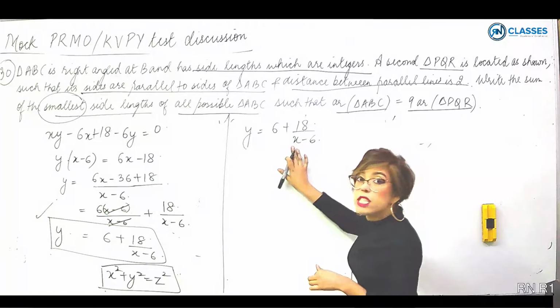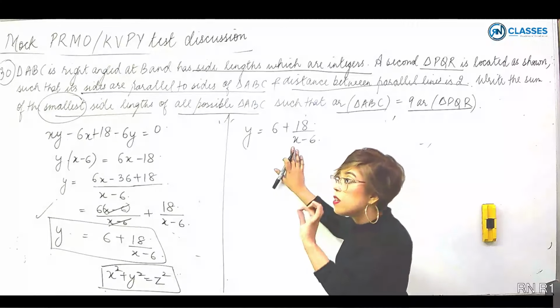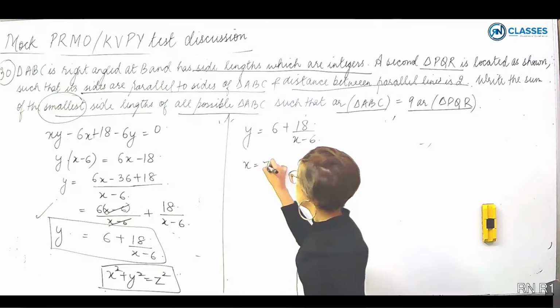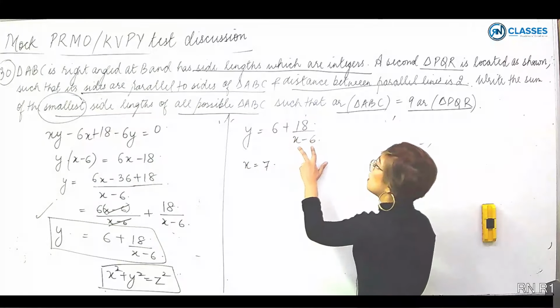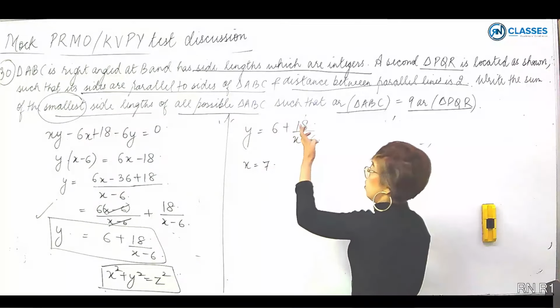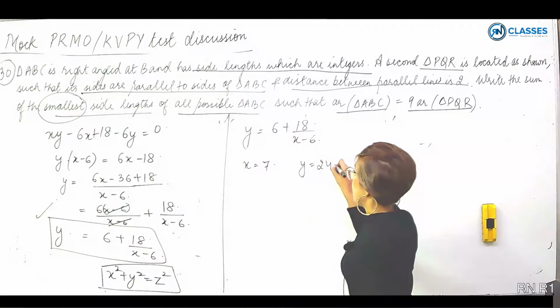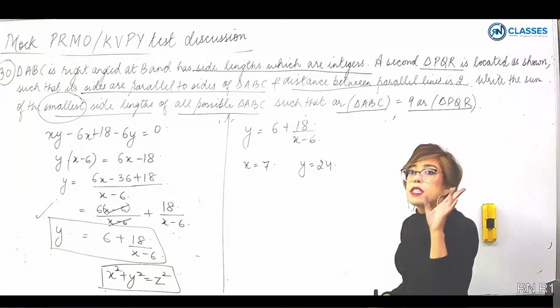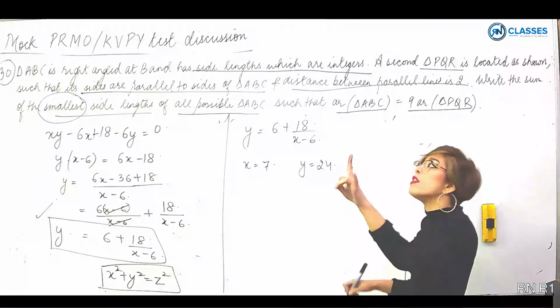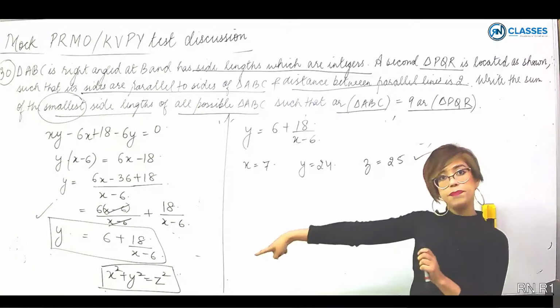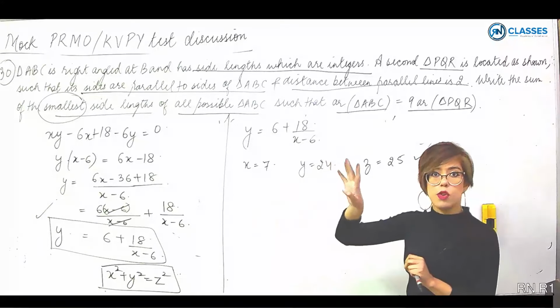Can I put x as 2? No. The first value that I can put cannot be 6. It has to be 7. If x is 7, this becomes 1. So 18 by 1, which is 18. 18 plus 6, y will turn out to be 24. So Pythagorean triplet 7, 24, z can be 25. So this is one such triangle. Remember that it is a right triangle.